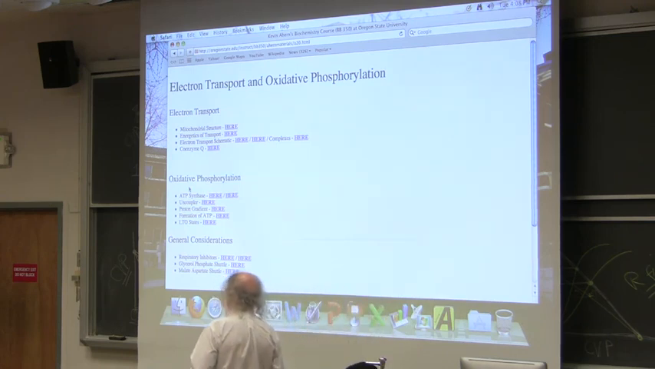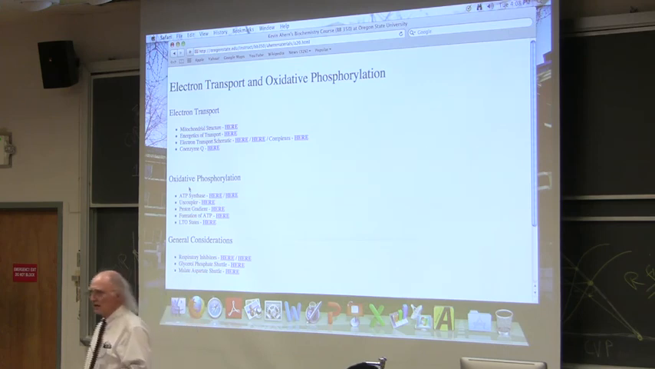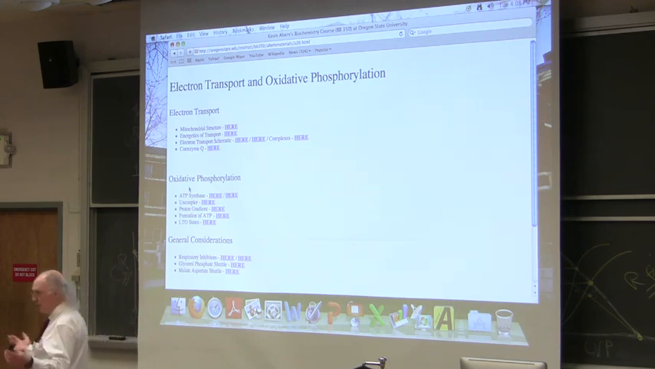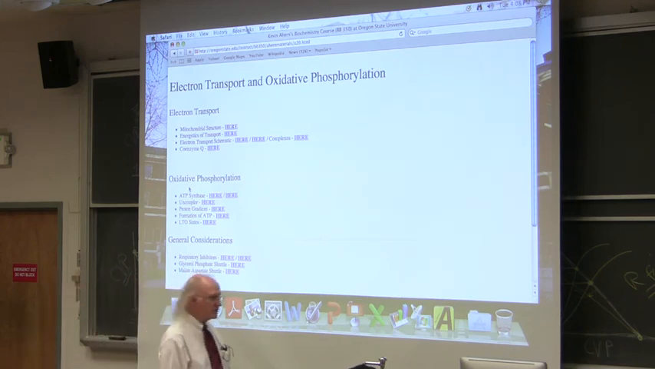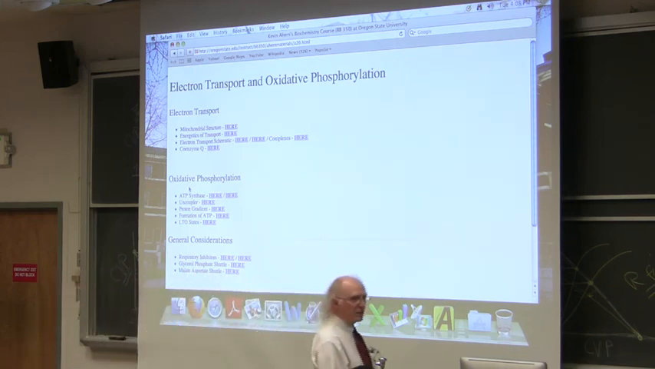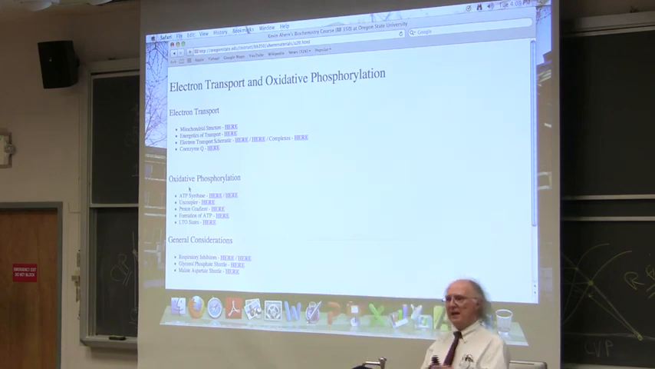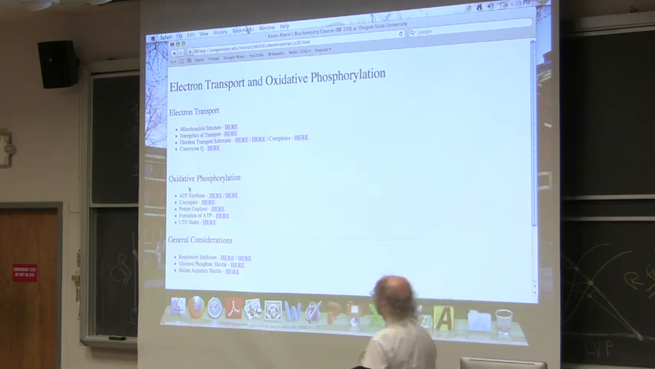If oxidative phosphorylation is not running, electron transport will stop. If electron transport is not running, oxidative phosphorylation will stop, if the 2 processes are coupled. We will see that one can uncouple them, and we'll see some interesting things with that. But if they're coupled, they're totally dependent upon each other.